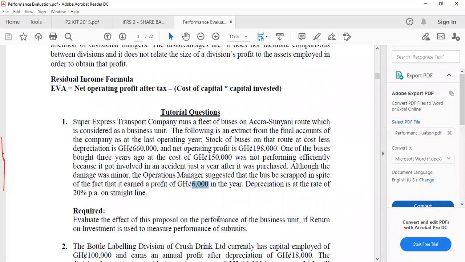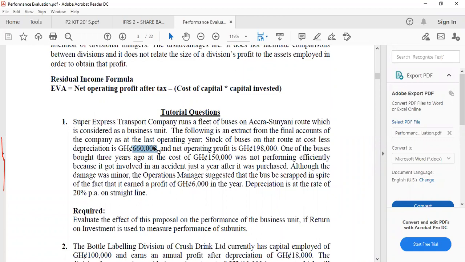The 150,000 over here, their carrying value is being included in this one. So if you are scrapping it, it will go together with the carrying value. So the carrying value will not be the same. This 660,000 will not be the same again. The one that we are scrapping will also go and the value will reduce. But the question now is, what is the carrying value as at the day that we are doing this?